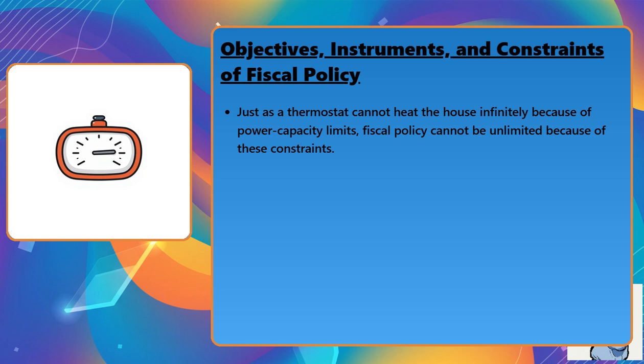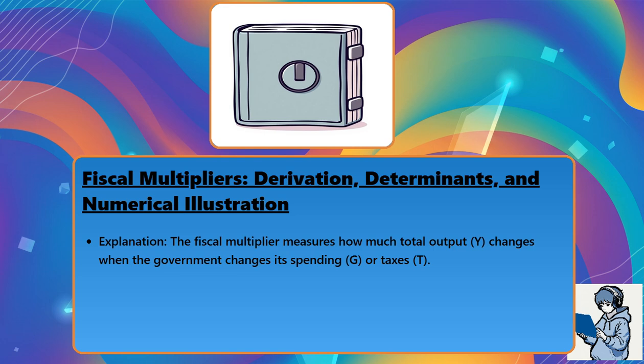International credibility: large deficits may raise sovereign risk premia. Just as a thermostat cannot heat the house infinitely because of power capacity limits, fiscal policy cannot be unlimited because of these constraints. Explanation. The fiscal multiplier measures how much total output, Y, changes when the government changes its spending, G, or taxes, T.